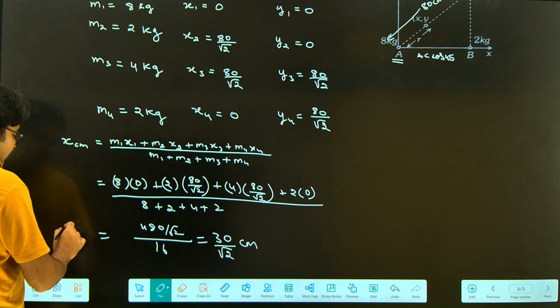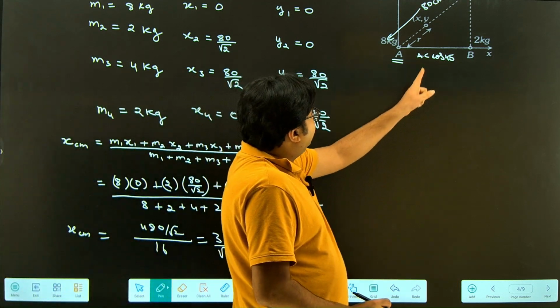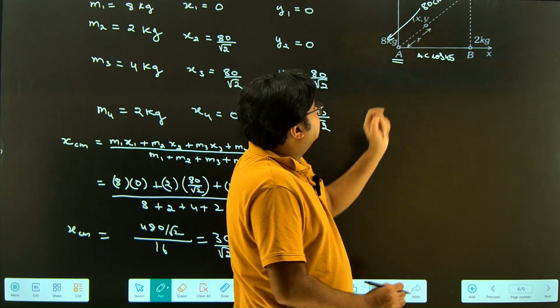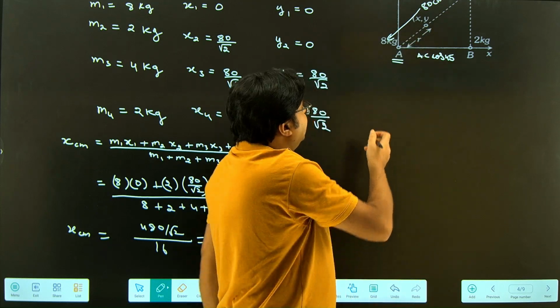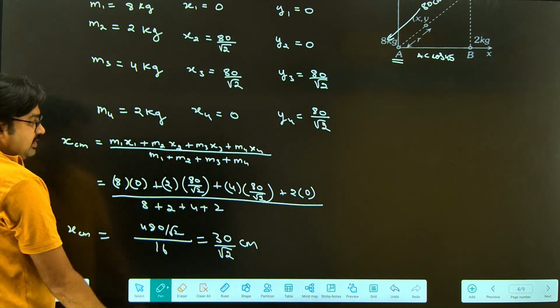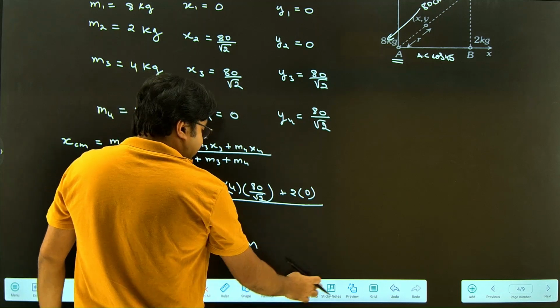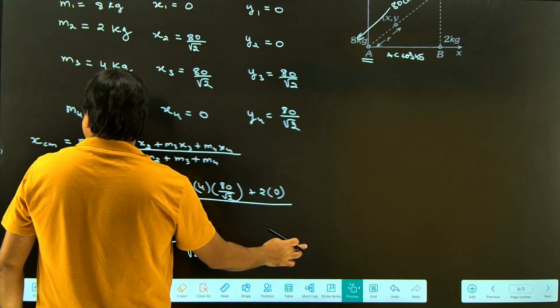Now that's the x coordinate of the center of mass. So we have found the x coordinate of center of mass. Here in the question there is x comma y. The x coordinate, xcm, of center of mass has been found. A similar thing can be done for the y coordinate. Let's try to do that.